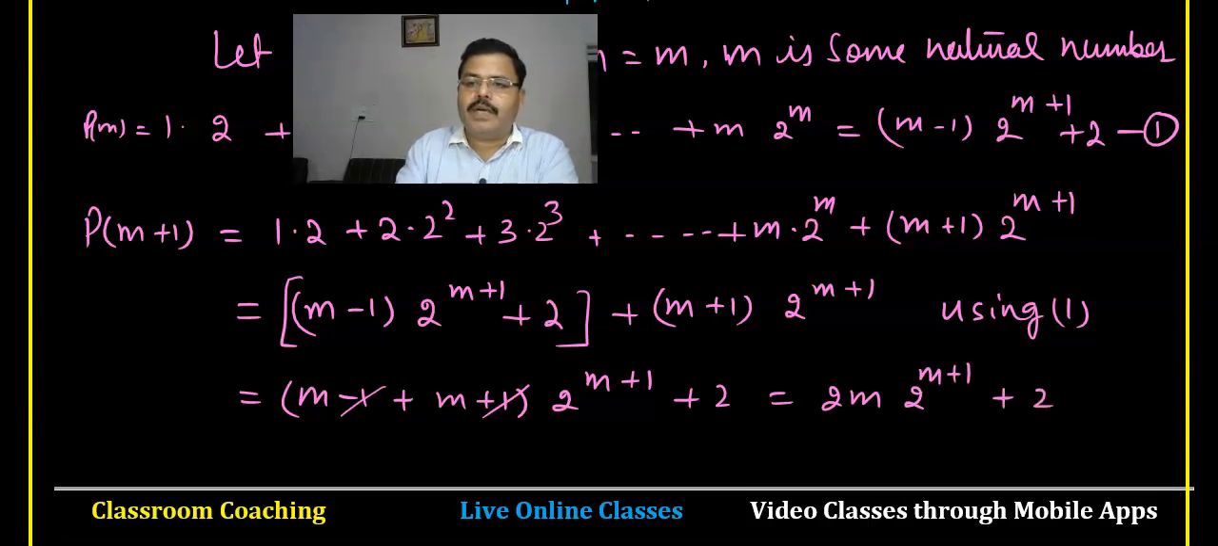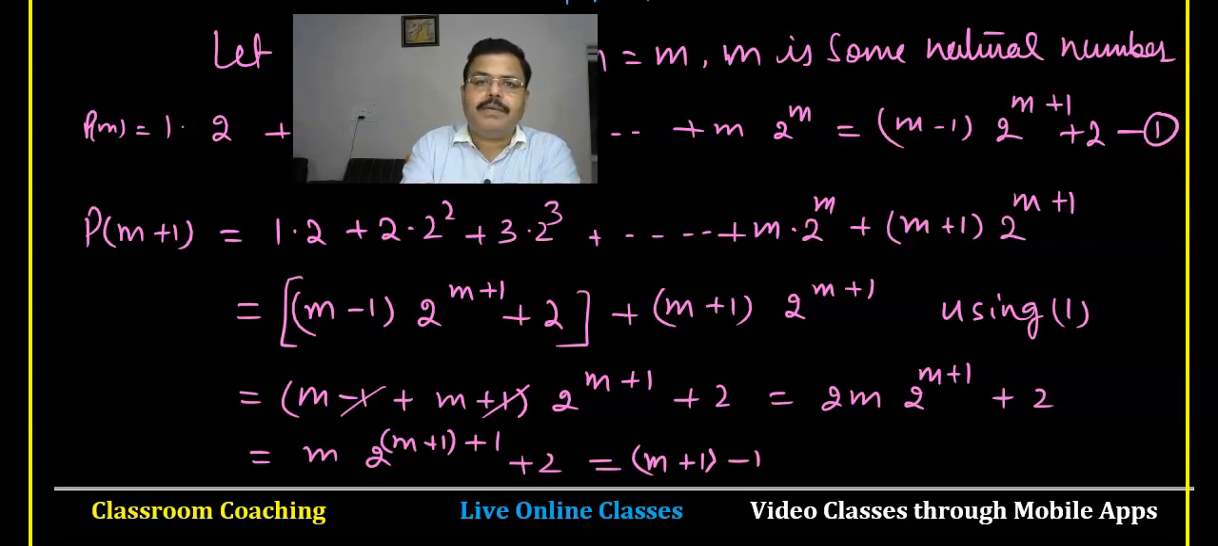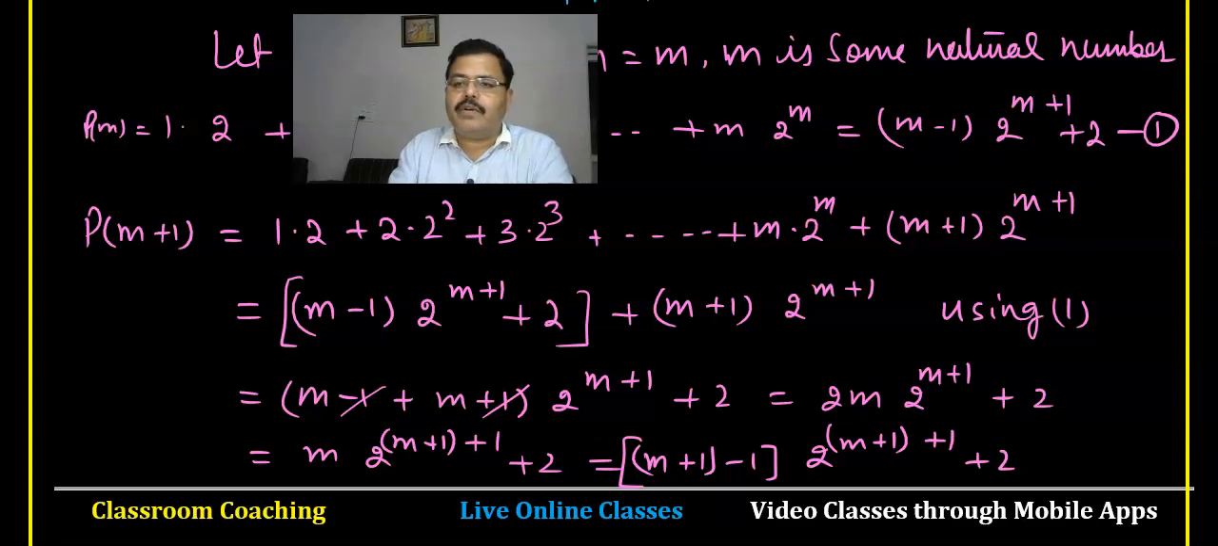If you multiply with 2, then the power will increase, and what is that, it will be m into 2 to the power m plus 1, plus 1, isn't it, plus 2. And further it can be written as m plus 1 minus 1, that would be m exactly, and 2 to the power m plus 1, plus 1, plus 2. So clearly it is true for n is equal to m plus 1, and hence it is true for all n. That is the proof.